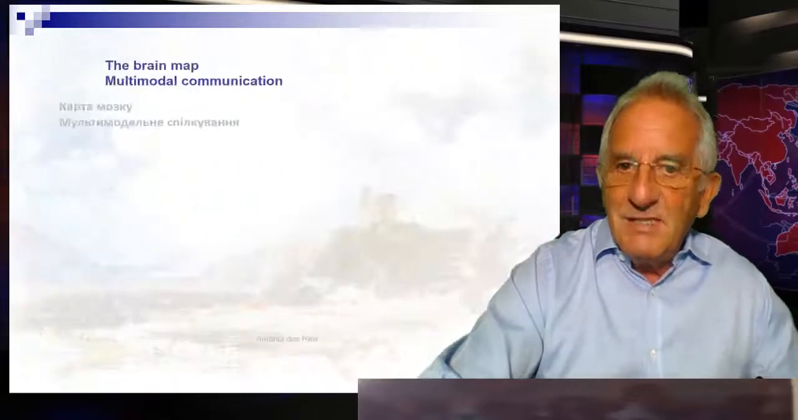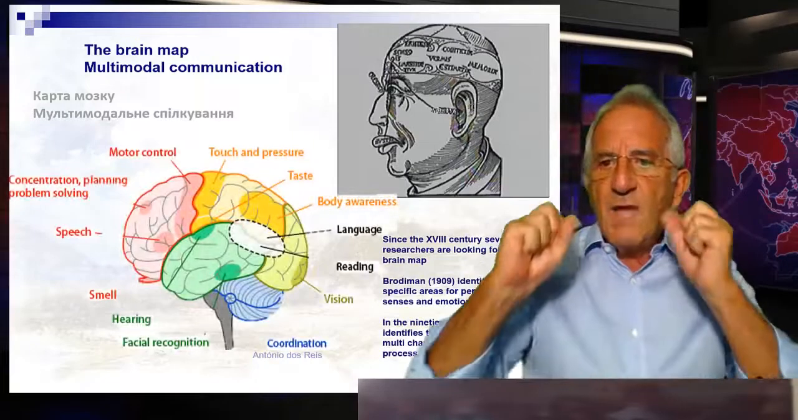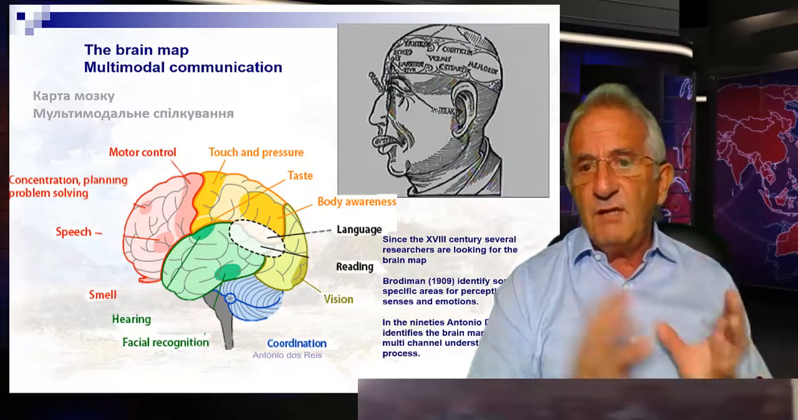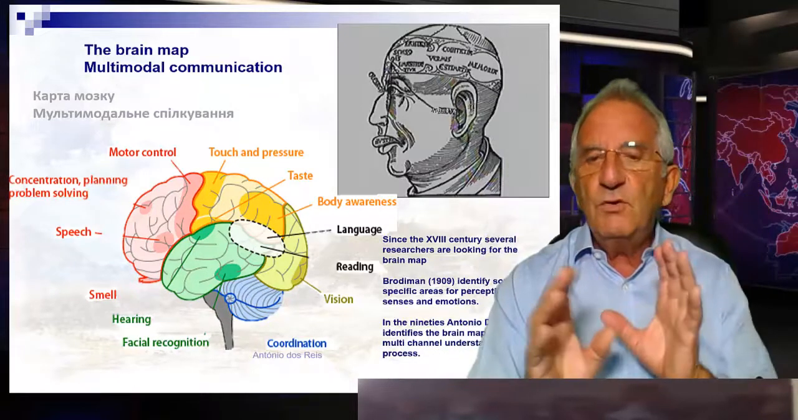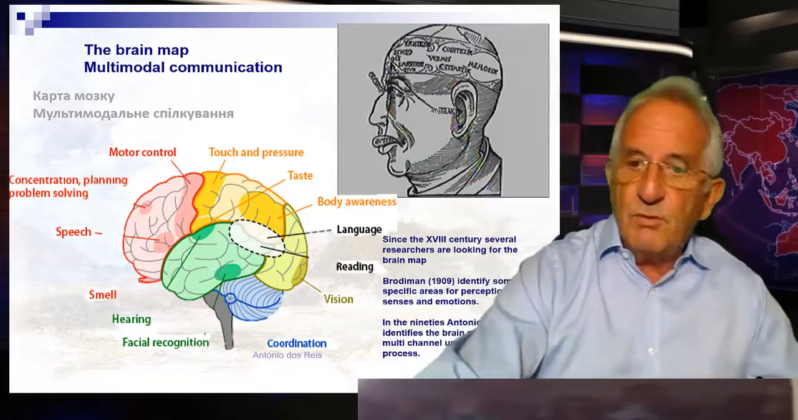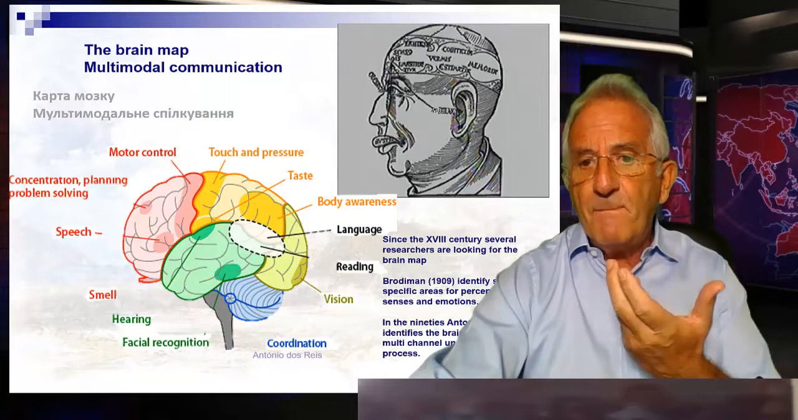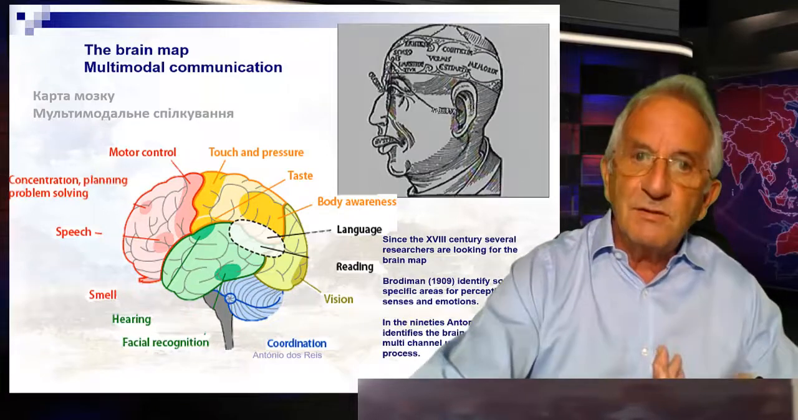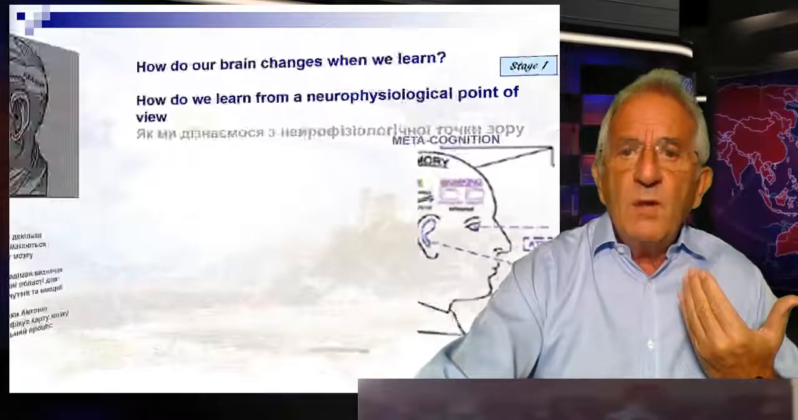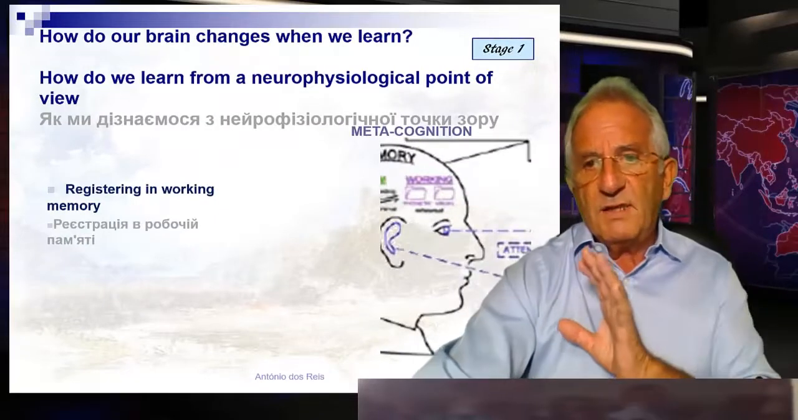Let's go deeper and see more about this. Since the 18th century, several researchers have been studying the brain. Brodmann, at the beginning of the 20th century, identified some specific areas, but he could not go further because there was not enough technology to support him. Only in recent decades did Antonio Damasio identify the brain map in the multichannel understanding process. But what else can we say about this? We have to say that our brain changes depending on what is happening.